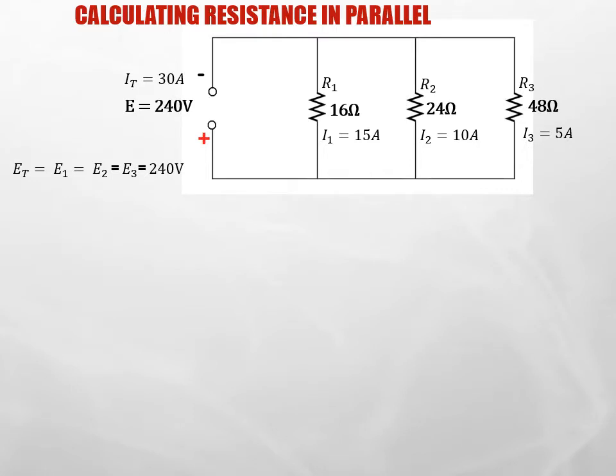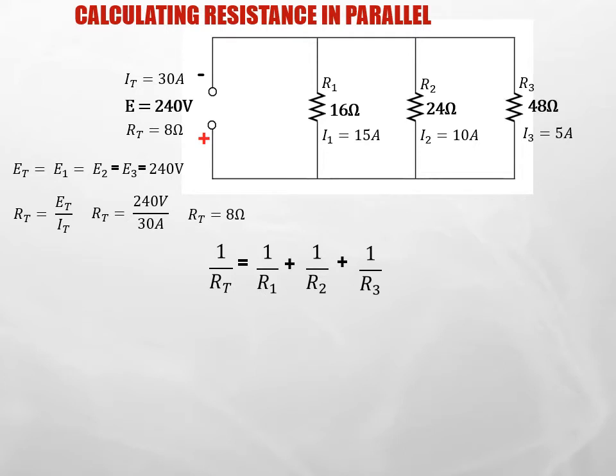Let's see how we can perform this mathematical operation using our example problem. Again, we had calculated the current in branch 1 to be 15 amps, the current in branch 2 to be 10 amps, and the current in branch 3 to be 5 amps. We added those together to give us a total of 30 amps. We then used ET over IT to get RT, which gave us 8 ohms. So we know that is the answer that we must get back to.